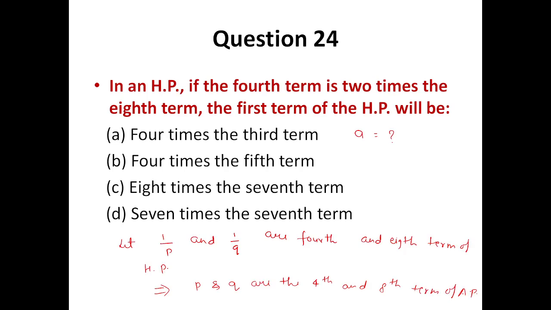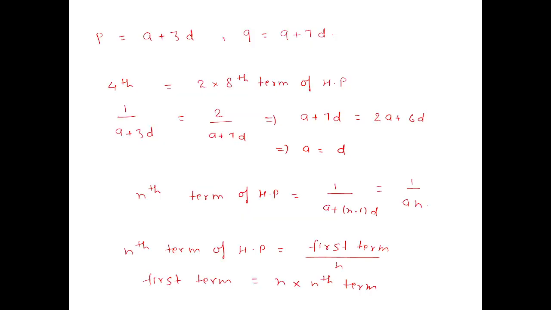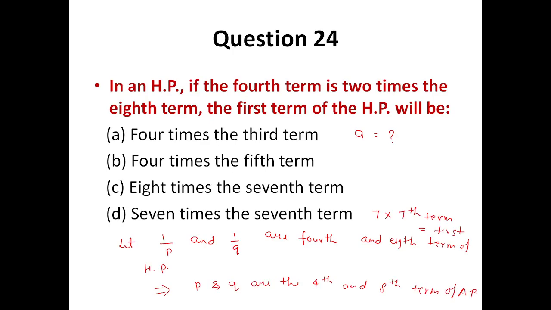So check the options. 7 times the 7th term. What is option D? It is written as 7 into the 7th term. So it will become our first term by this condition: first term is n into the nth term. So n can be any term. So we will put n is equal to 7 here. So you will get option D is correct.